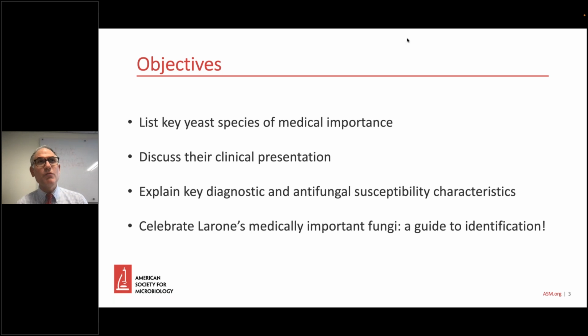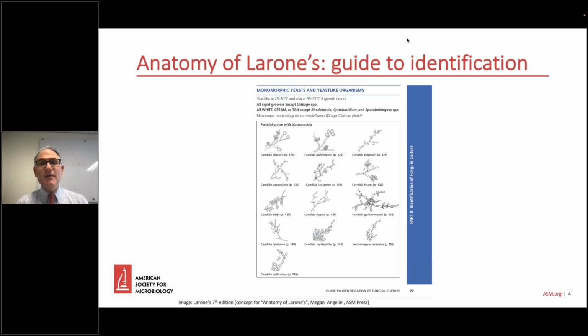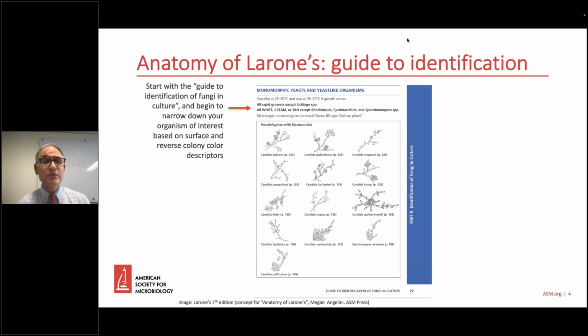On that note, what I'd like to do is take us through the anatomy of Larone's before we launch into the talk. The beauty of Larone's is that it was designed so that you really didn't need to know that much about mycology in order to make an identification of an organism recovered in culture. The first thing you should do is start with the Guide to Identification of Fungi in Culture, and you begin to narrow down your organism of interest based on the surface and reverse colony color.